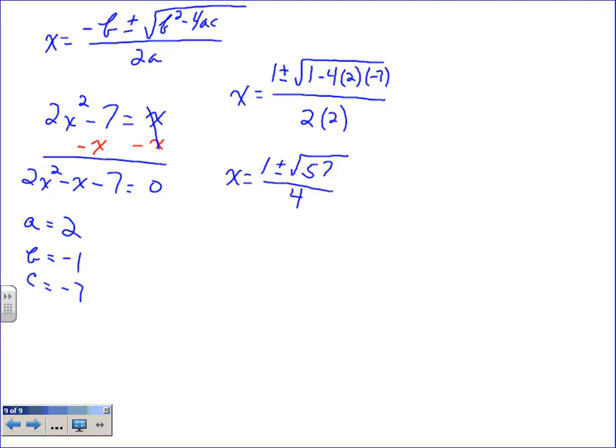And if we want to get a couple of decimals, we would go 1 plus the square root of 57 divided by 4. And remember, we're going to do the top first, and then equals, and then divide by 4. That's one answer. And 1 minus the square root of 57 divided by 4. Okay? So if you do 1 plus the square root of 57, is that yours, Summer?